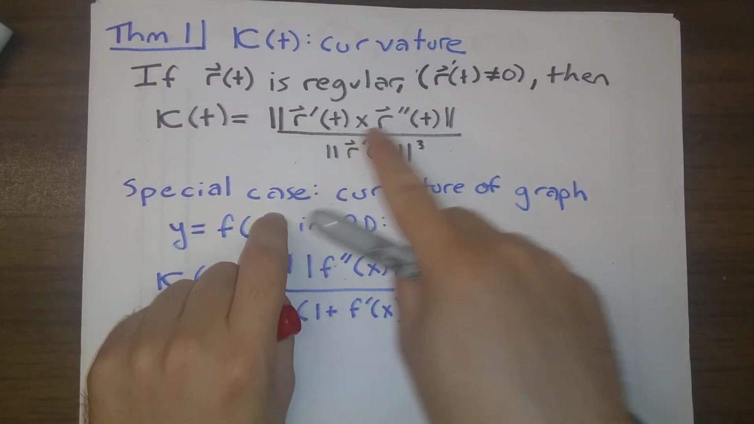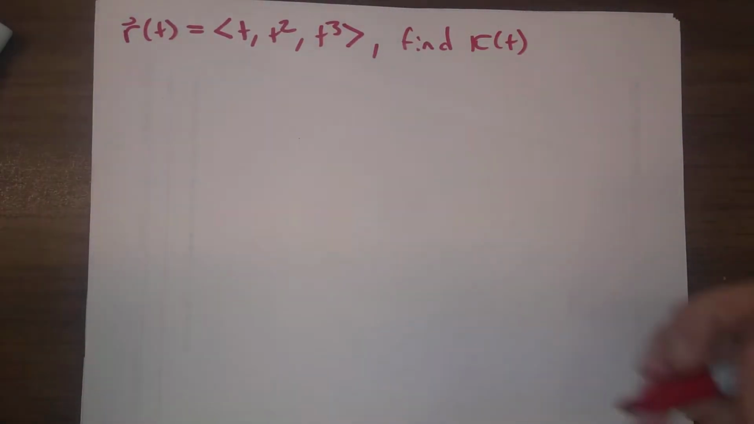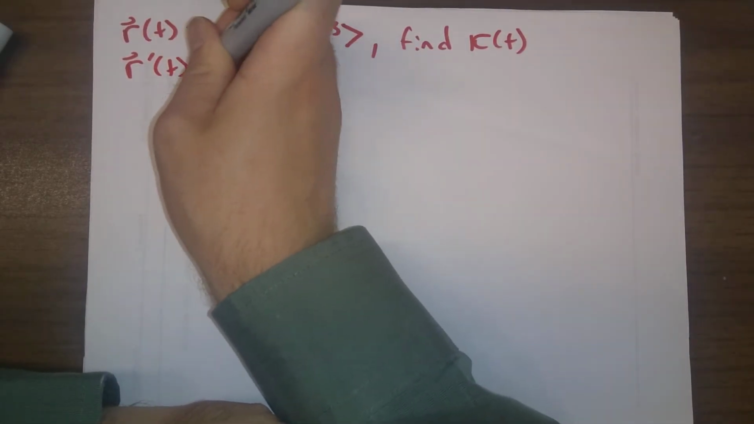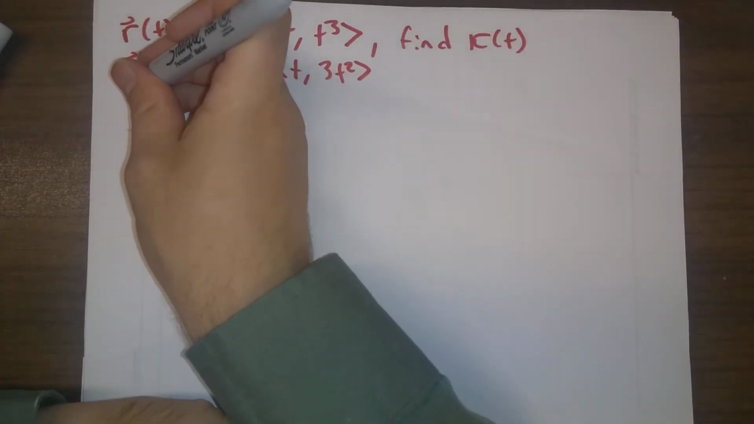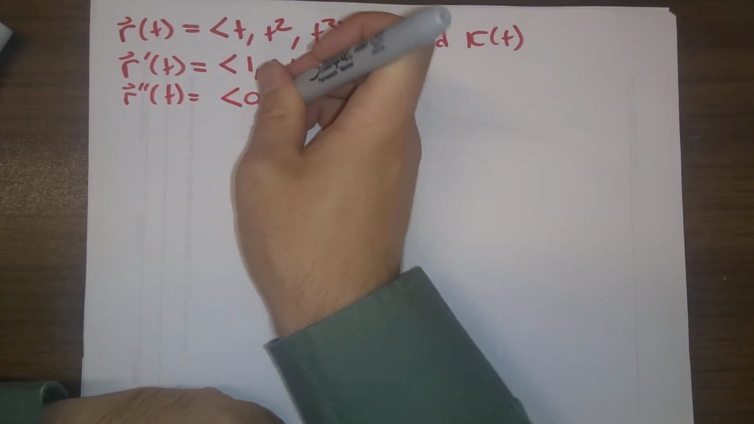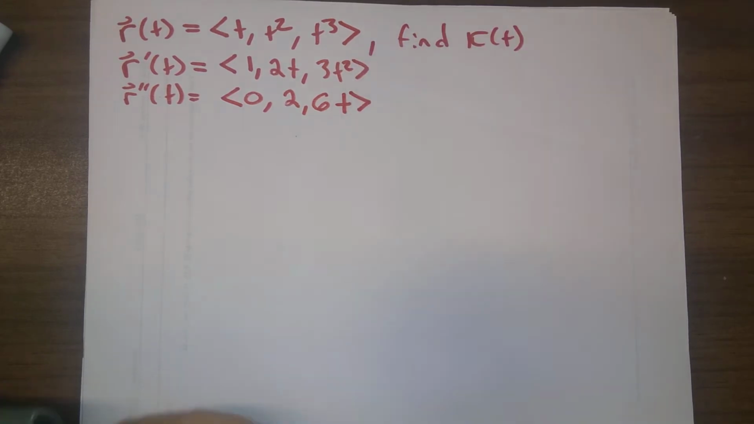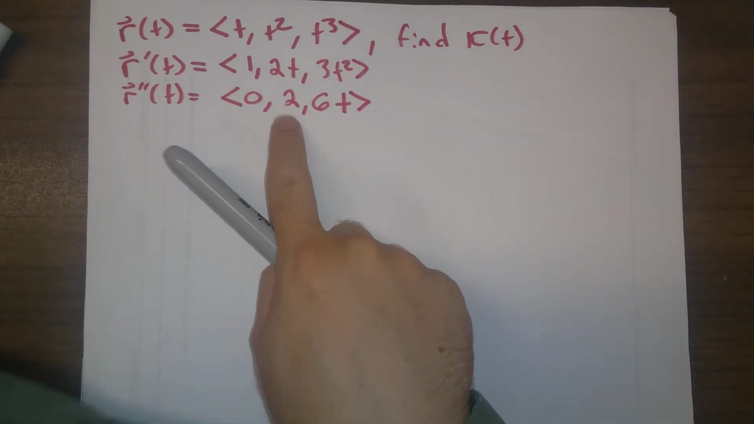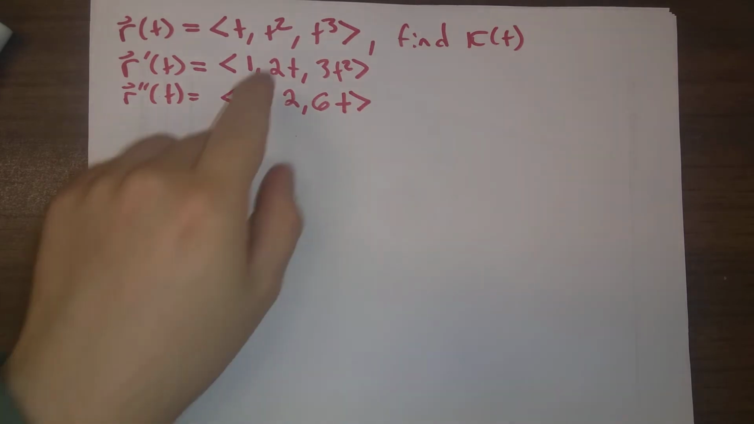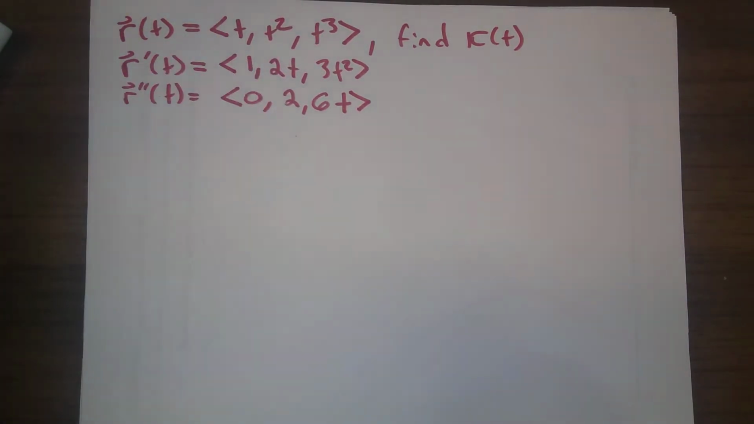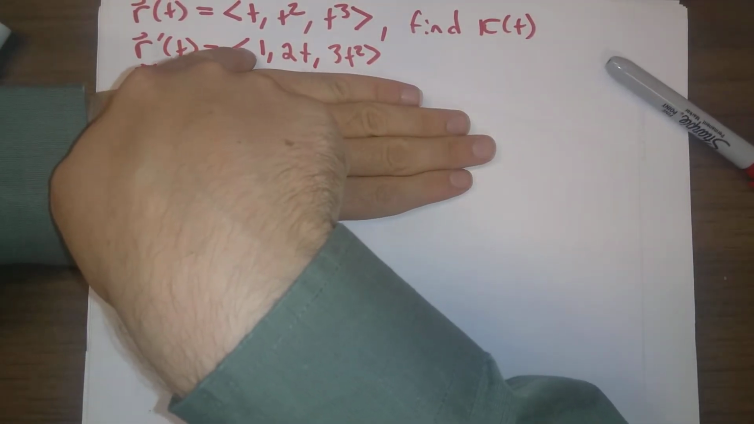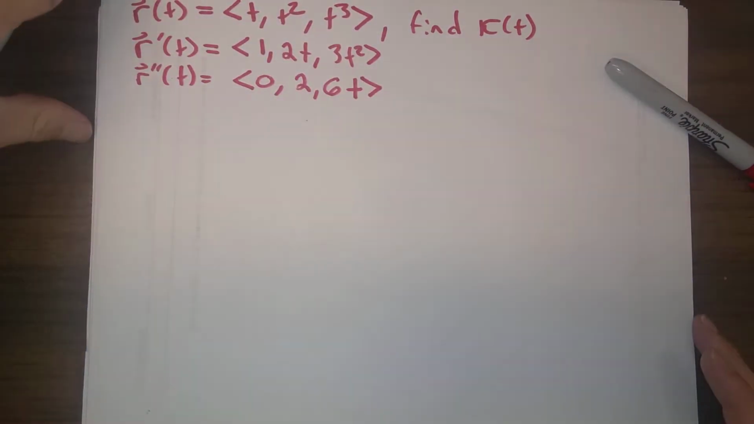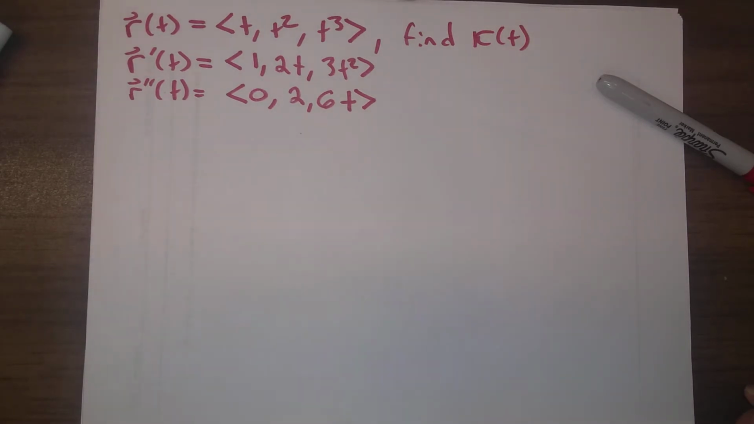Let's take a look to see what we have here. We're going to need the first derivative and the second derivative, so let's compute those. R prime of t is 1, 2t, and 3t squared. R double prime of t is 0, 2, and 6t. Note that the parameterization is regular. Sorry, we're looking at R prime, not R double prime. The first component is 1, so the velocity vector will never equal 0.